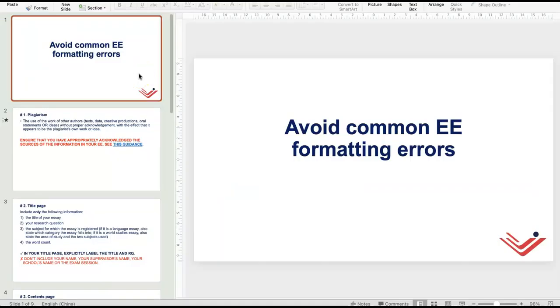Okay, so the last part of the lesson is just to talk about avoiding some common EE formatting errors. Now, you'll know that formatting is assessed under criterion D, presentation, and there are 4 marks available for formatting. So these are relatively easy marks, because if you get the format right, you should be able to get most of the marks. In criterion D, you've also got to structure your ideas appropriately to get full marks, but as I said, having a correctly formatted EE will ensure that you get most of the marks.